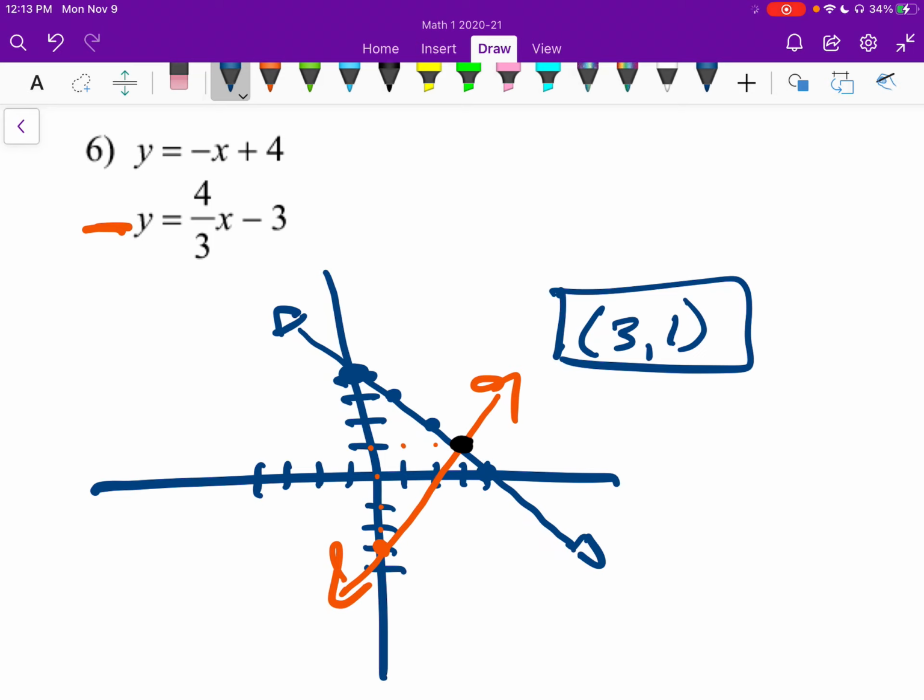There we are. If you're wanting to do this on the homework, it might be beneficial to have a little bit of graph paper with you. So there's number 6.